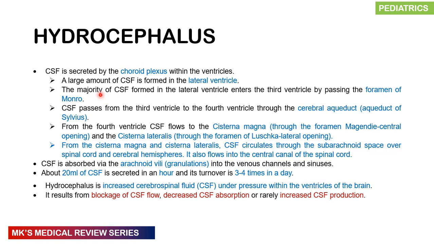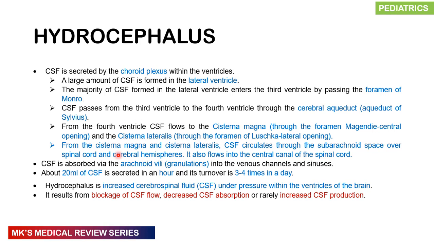Remember also that the CSF that's going to be moving from this third ventricle passes to the fourth ventricle via the cerebral aqueduct or the aqueduct of Sylvius. Then once the CSF is in the fourth ventricle, the CSF is going to be flowing now into the cistern magna through the foramen of Magendie, it's a central opening, and the cistern lateralis, which is through the foramen of Luschka, which is a lateral opening.